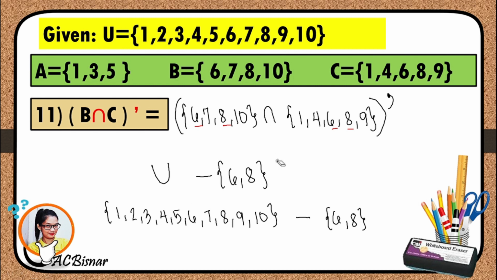So, we remove this because we already subtract it from the universal set. So, again, let us remove the common elements. So, let's remove 6 and 8. So, the numbers left will be our final answer. And what are those? We have 1, 2, 3, 4, 5, 7, 9, and 10.